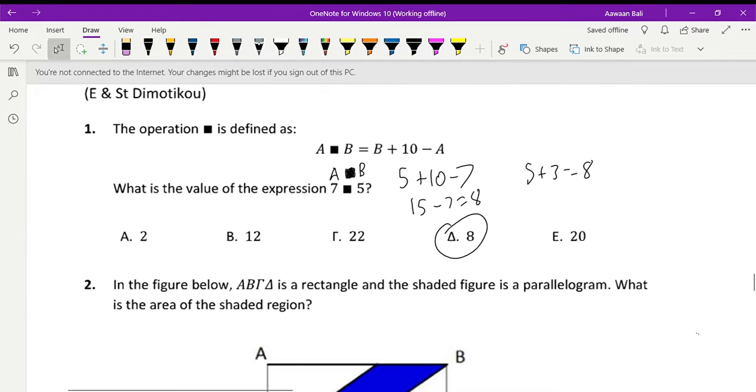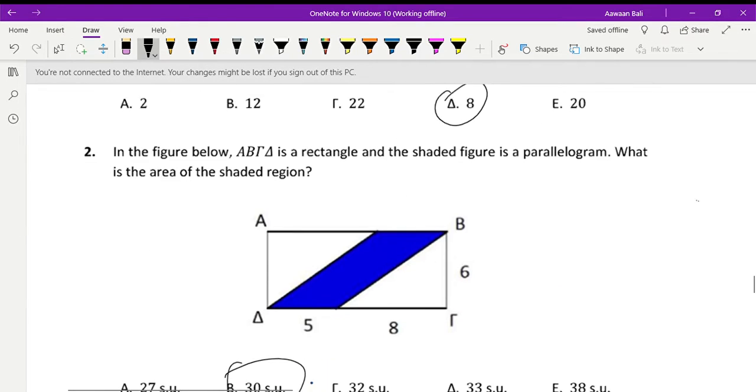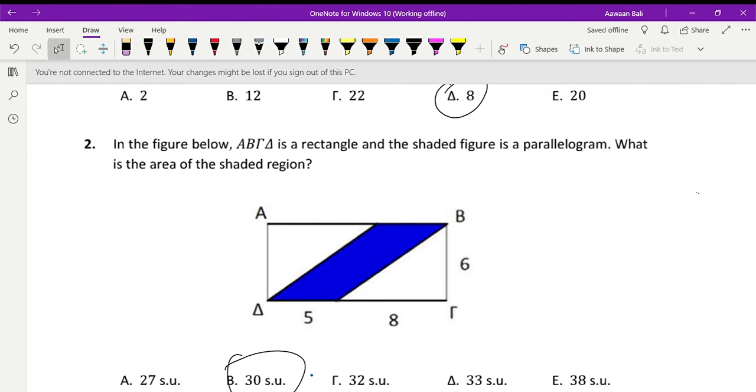And that's just a simple calculation there. Question 2. In the figure below, alpha, beta, gamma, delta is a rectangle and the shaded figure is a parallelogram. What is the area of the shaded region?